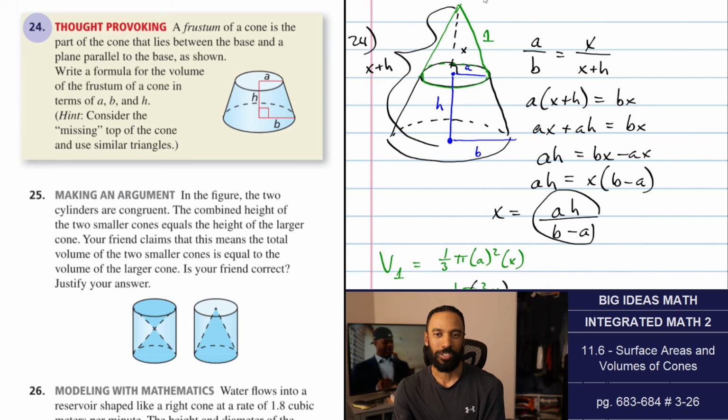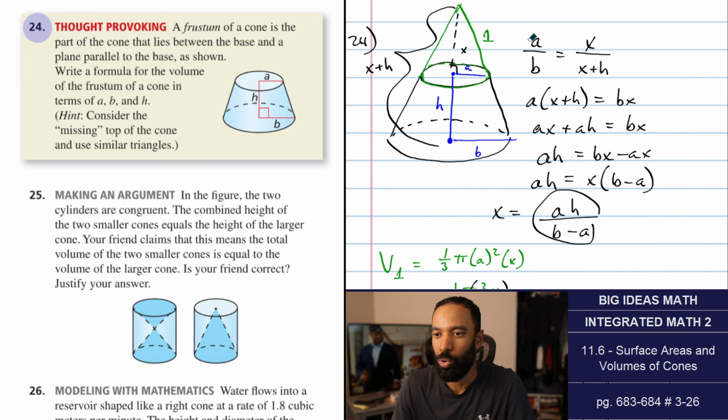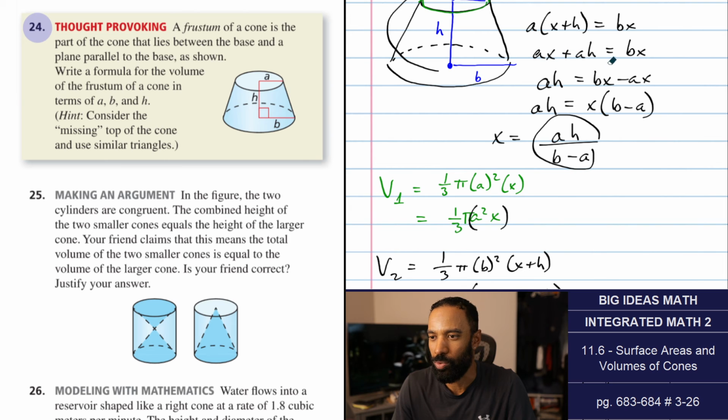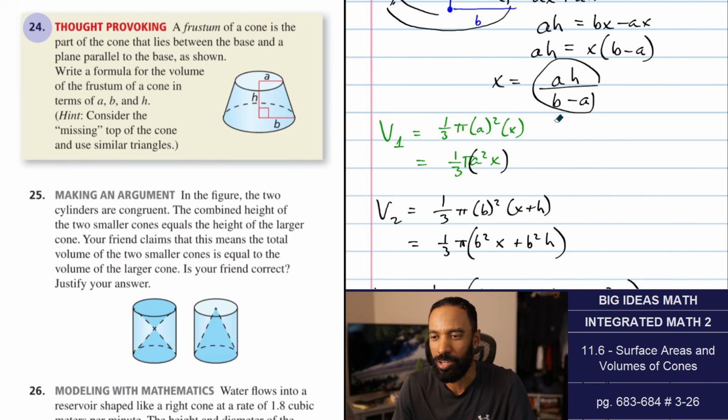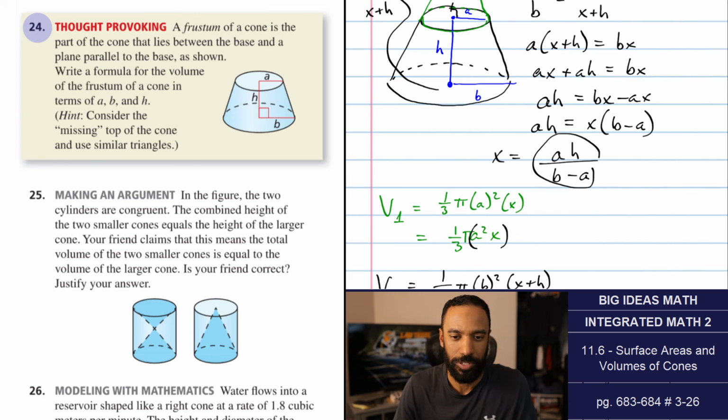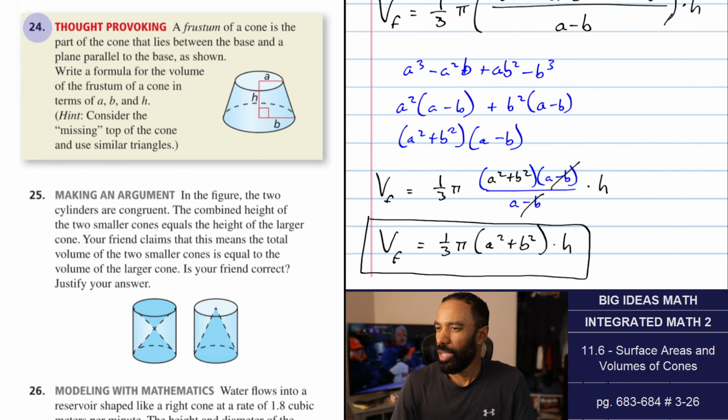I want to maybe knock through this one more time and see what I have. Whatever a over b is, this over that is, because those correspond. Cross multiply, distribute, subtract ax, factor the x out, divide both sides by b minus a. Okay, I have that part. 1/3 pi. I'm going to pause this and go through this. Give me a second. Okay, I sifted through it.